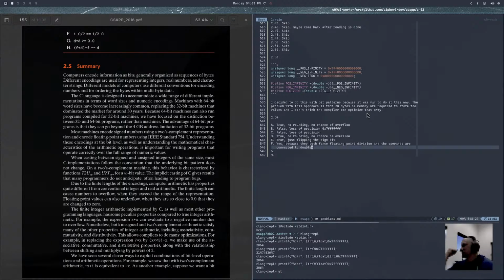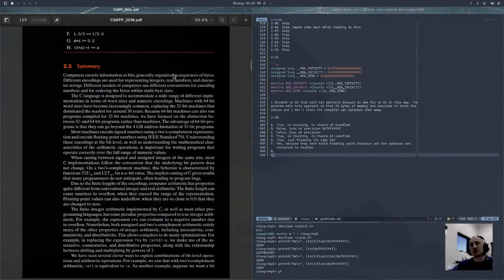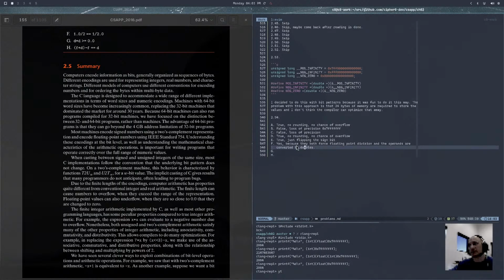Was there any problem which discusses optimizing the code for better processing? Not that I've run into so far. Maybe next chapter. Next chapter is more about that type of thing.